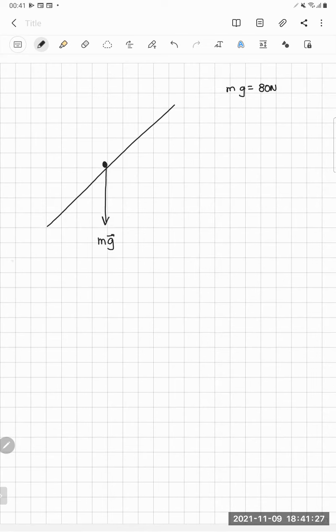And let me extend this incline. All right, so there we are. We have our force mg. What else do they tell us? They tell us that this incline has this angle. This angle here is 20 degrees.